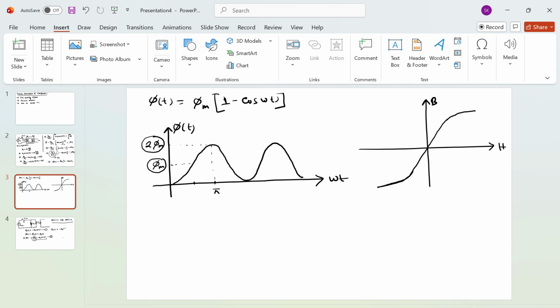Let's say this is my non-linear BH curve, and I have the doubling flux like this. Up to this point, my current will be sinusoidal, following the flux waveform. But to produce this extra quantity, my current will be hugely peaky in nature. And the magnitude of this current can sometimes go to 4 to 6 times the full load current.